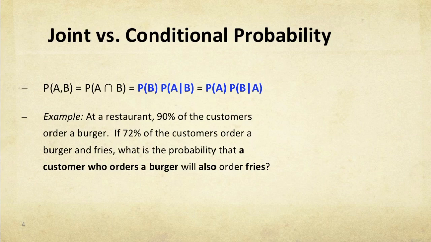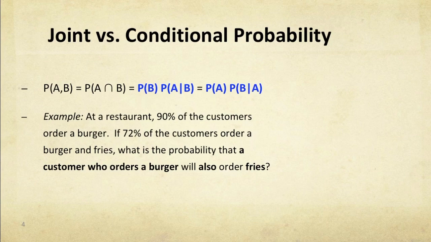This may look very abstract. So let's take a look at an example to make sense of it. Suppose you are running a restaurant and you look at your transaction data and try to learn something about the statistics so that you can improve your business. Now let's say you find out 90% of the customers order a burger. 72% order a burger and fries. Now you want to know if a customer already orders a burger, how likely he will also order fries? And this question is certainly relevant to your business.